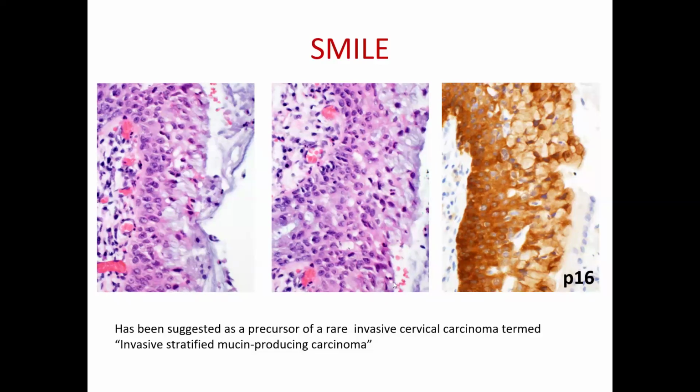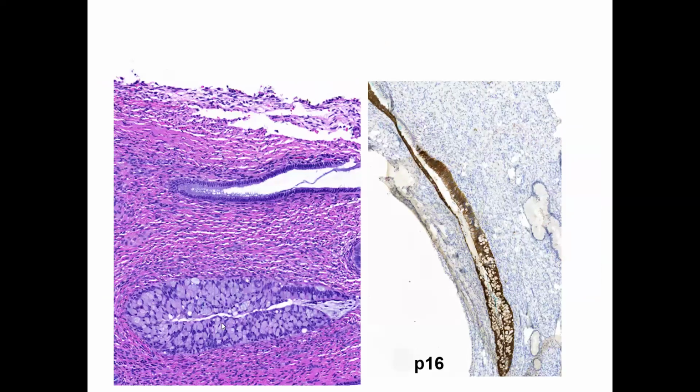So this is what is called a SMILE lesion, which, as I said, is considered to be the precursor of an invasive SMILE carcinoma. I did not make a diagnosis of invasive SMILE carcinoma yet, but I'm sure it exists. What will happen if you leave this patient for a few more months or few more years? They may develop invasive SMILE. They may develop invasive adenosquamous carcinoma. I don't know.